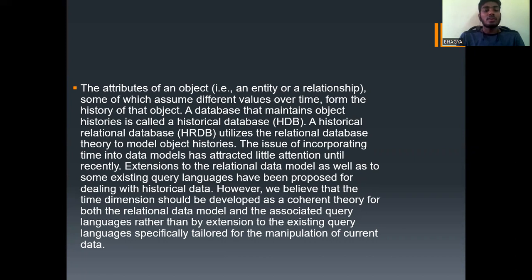The issue of incorporating time into data models has attracted little attention until recently. Extensions to the relational data model as well as to some existing query languages have been proposed for dealing with historical data. However, we believe that both the relational data model and the associated query language, rather than being mere extensions to the existing query language, should be specifically tailored for the manipulation of historical data.